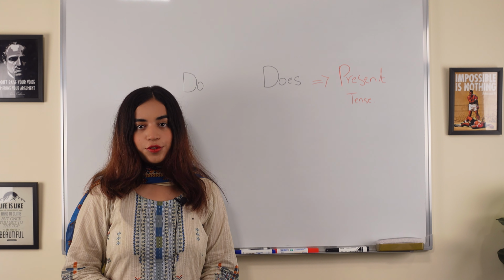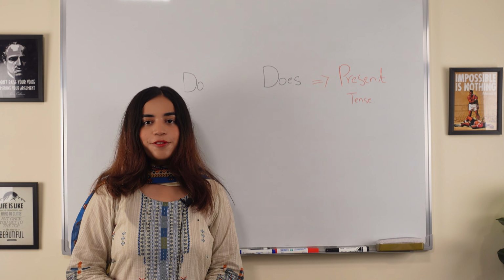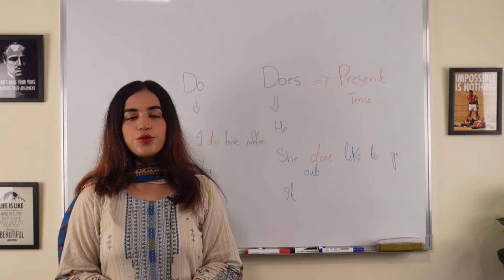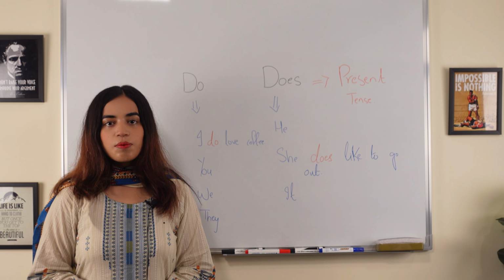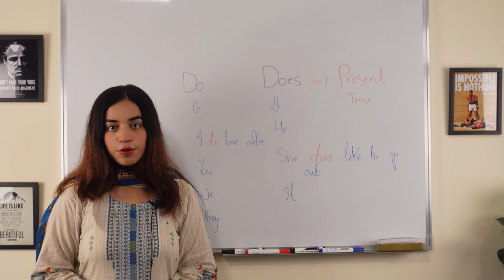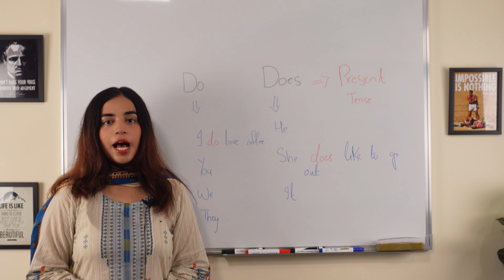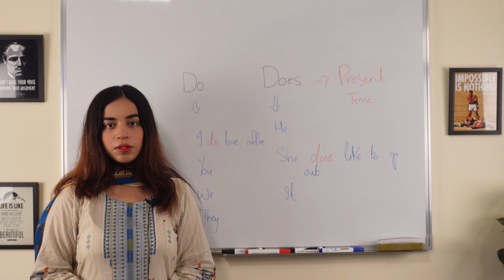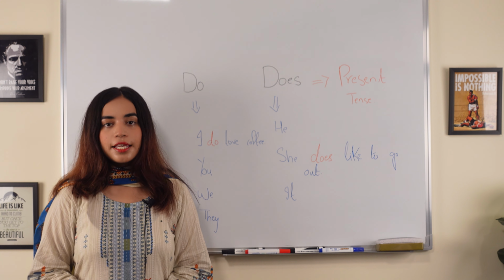Let's start with do and does. We use them in the present tense, but what's the difference? Well, it all comes down to the subject of your sentence. Do is used with I, you, we and they, while does is used with he, she and it. So if you're talking about something you, your friends or multiple people are doing, use do. For example, I do love a good cup of coffee. If you're referring to a single person or thing other than yourself, you'll use does. For instance, she does like to go out.